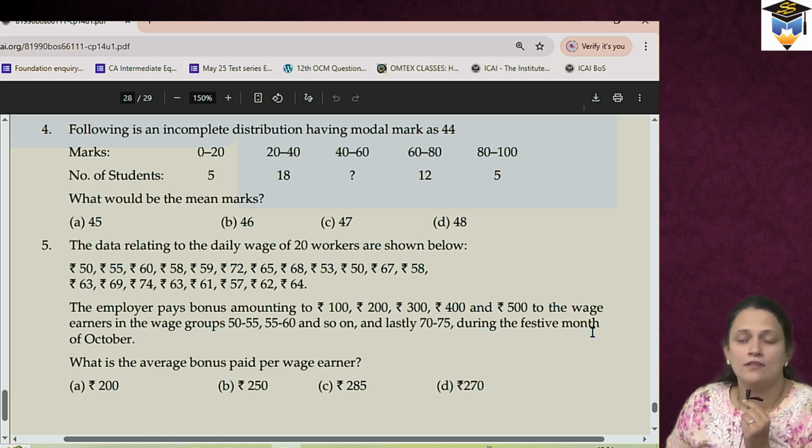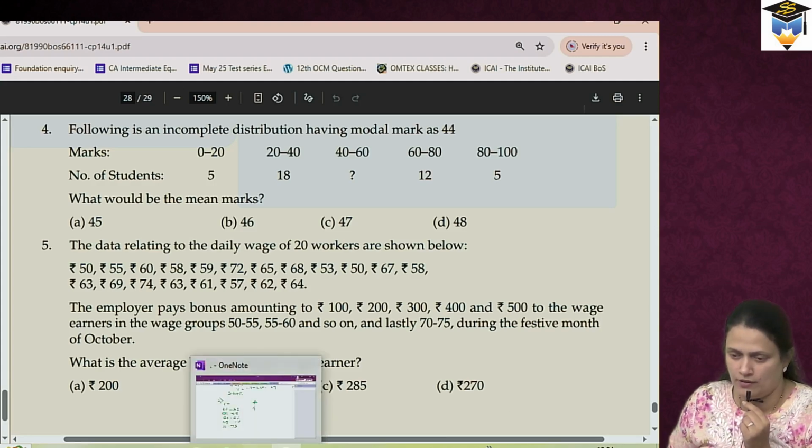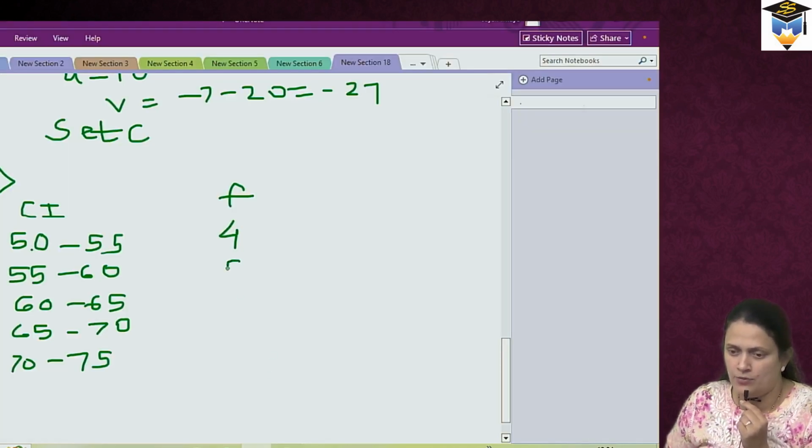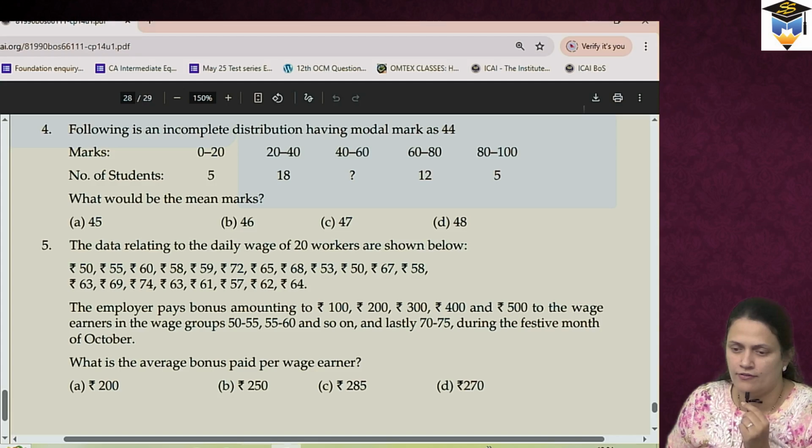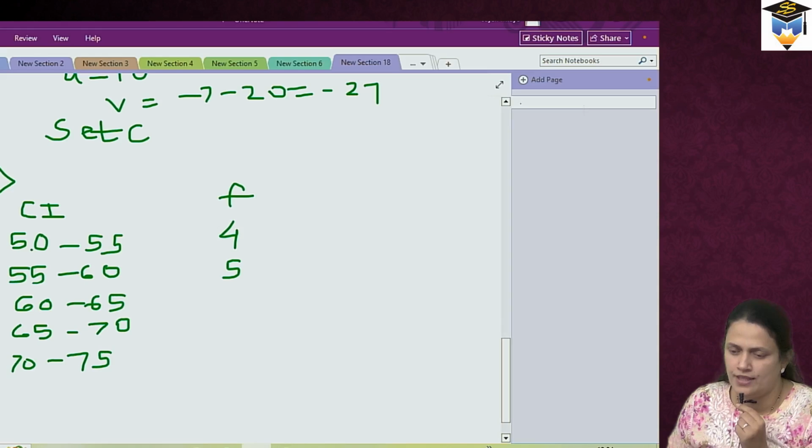Huh? 5 total. Okay. Now tell me how much is 60 to 65? So 61 you have to consider, huh? 61, 62, 63, 64, 65. 6. Next.